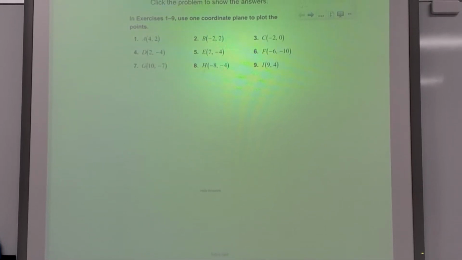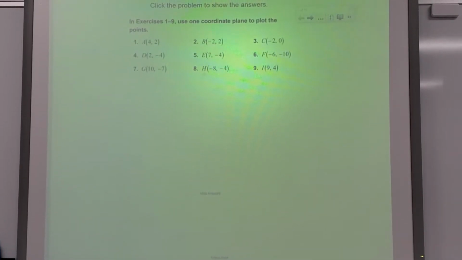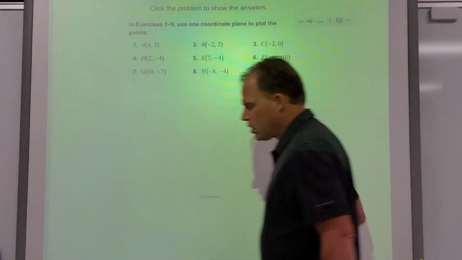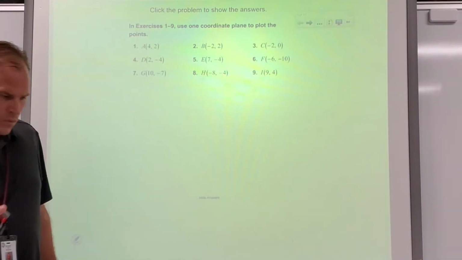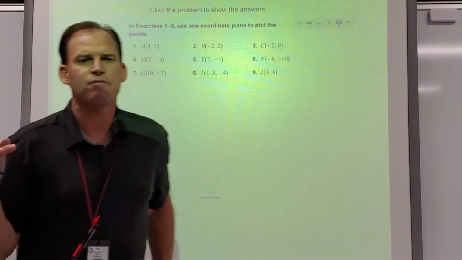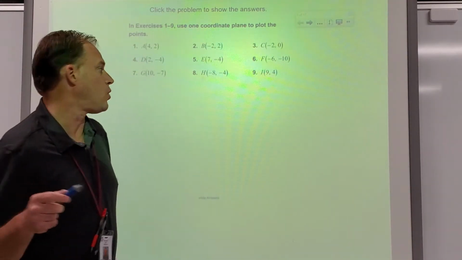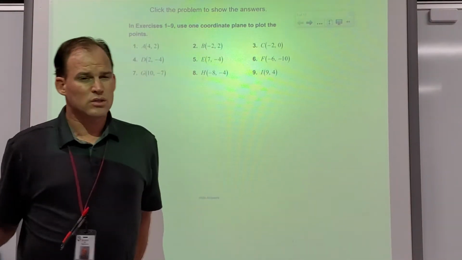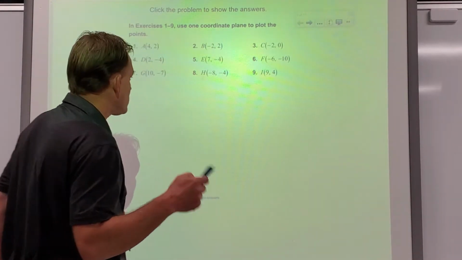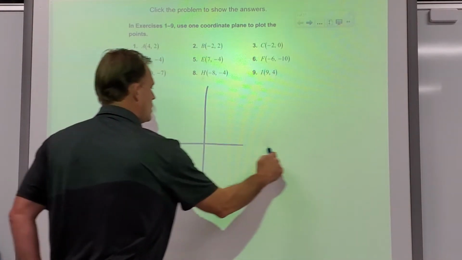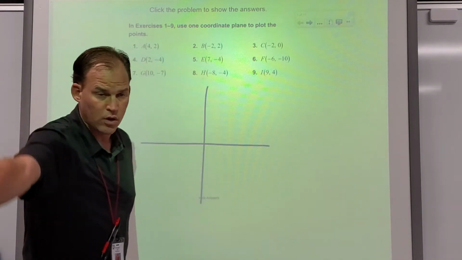All right, boys and girls, here we are starting a new chapter, chapter 3. And chapter 3 is all about graphing linear functions. So, quick rehash of stuff you should remember here. Let's talk about graphing points, just so we don't have any confusion later on.